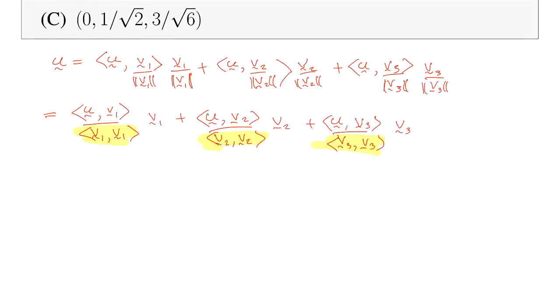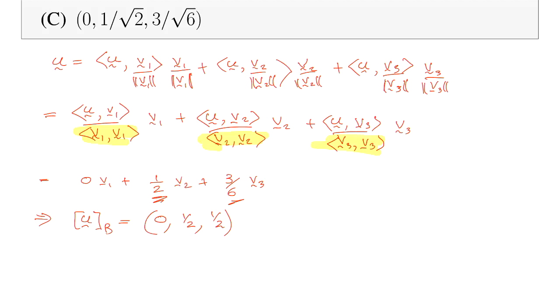So if you crunch it out, now there's not 3 inner products, there's 6 inner products, but you just sit down and crunch them. What do you find? You find 0 V1 plus a half V2 plus 3/6 V3, which is a half, obviously. So the coordinate vector is the coefficient of this one, and this one, and this one, put in an R3 vector. And so that is the coordinate vector of u with respect to B.